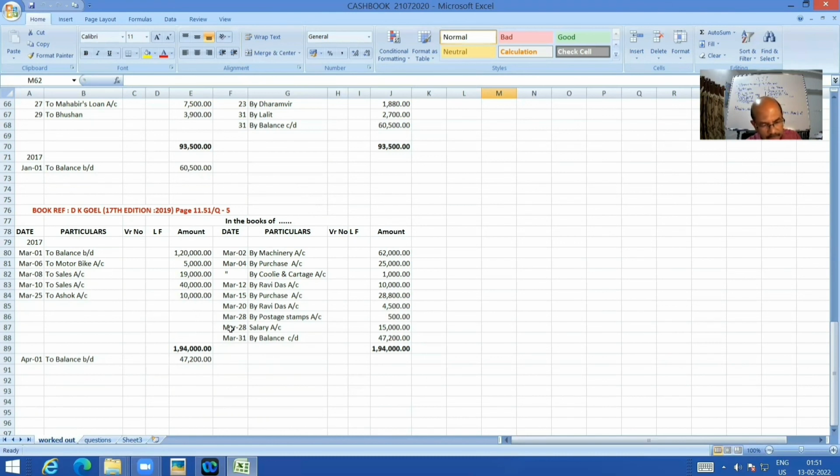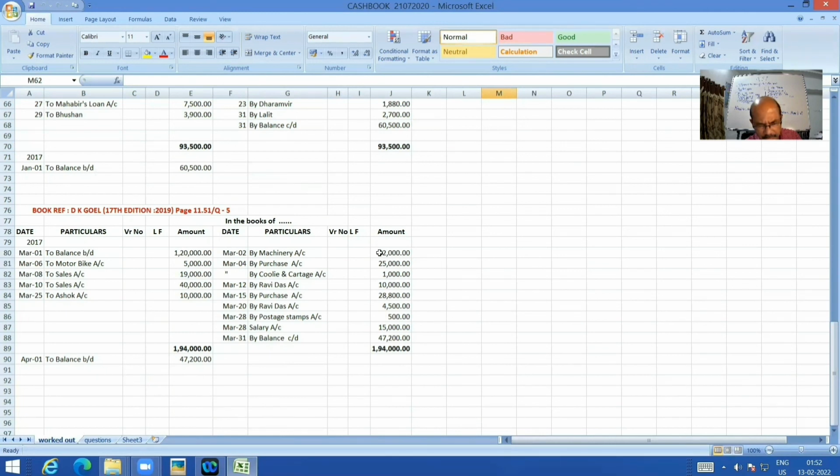Purchase postage stamps. Don't write buy postage stamps; the account head for this is called postage stamps account. So by postage stamps account 500. Salary paid to accountant. Paid to accountant or anybody, salary paid means we are worried only about that particular ledger account, salary. So by salary 15,000. Total the debit side, put the same total across, and the balance comes to 47,200. I have written against it, balance carried down. That's all.